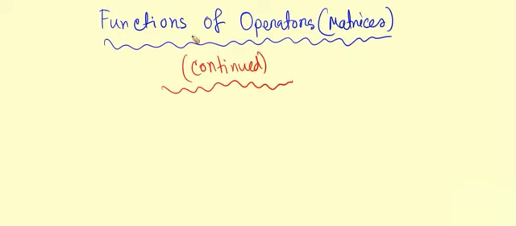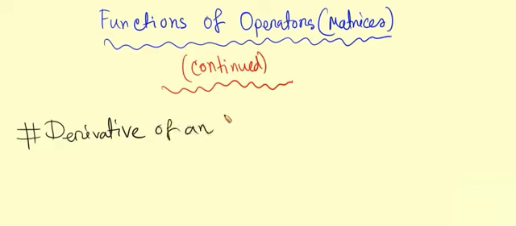So today we want to continue our discussions of function of operators, and today we would like to start by defining a derivative of an operator. So let me just write it down. Derivative of an operator. So how to make sense of this?